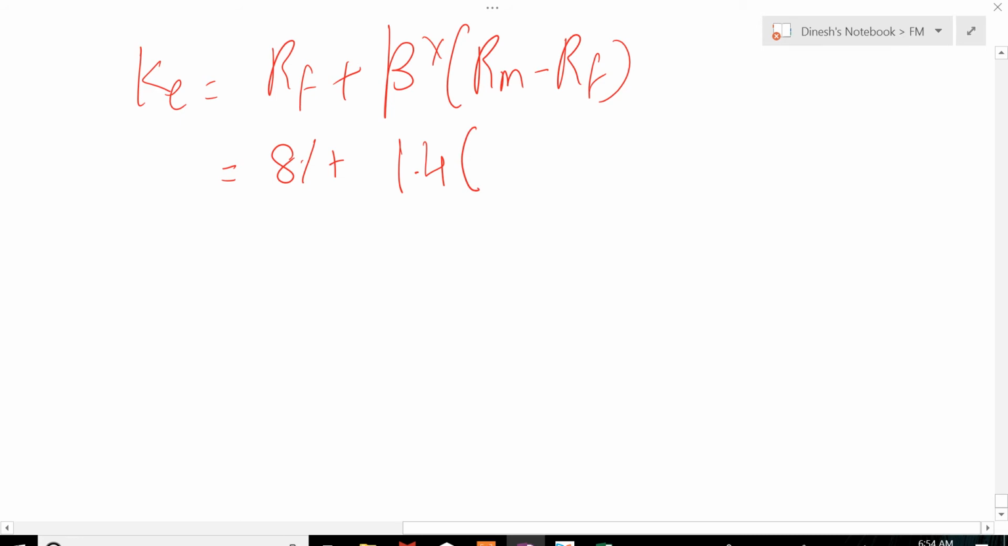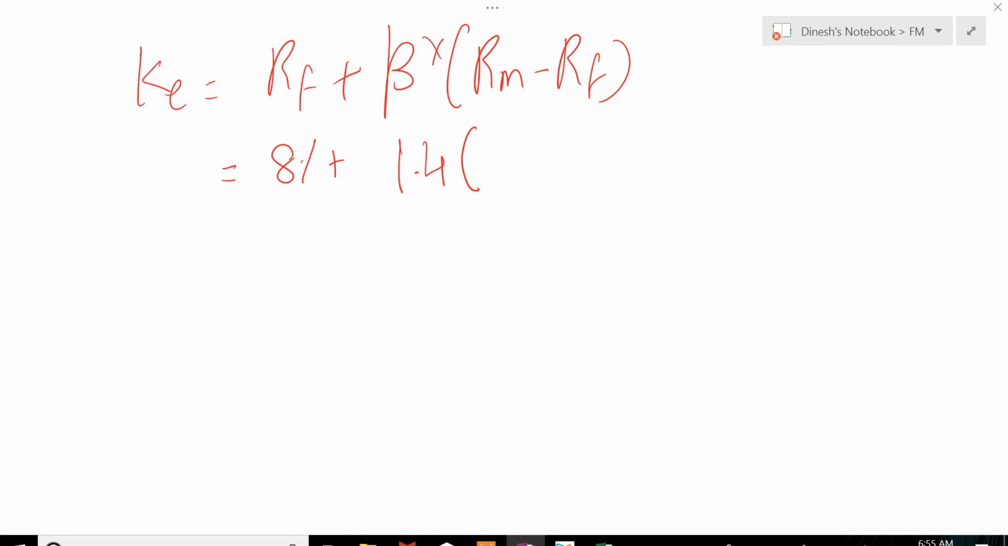Any doubts, please let me know. 1.4. What is RM? 6%. Can it be 6%? When your risk-free rate is 8%, can market return be lower than risk-free rate? What is the word used there? Risk premium. Premium means extra return. So risk premium technically means extra return, and market has to give an extra 6% return.